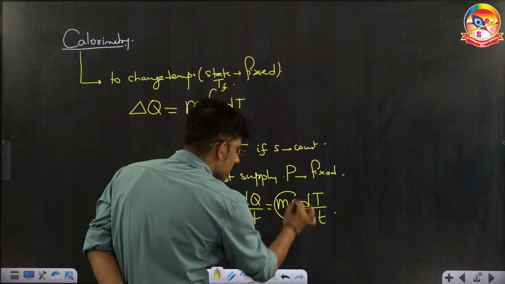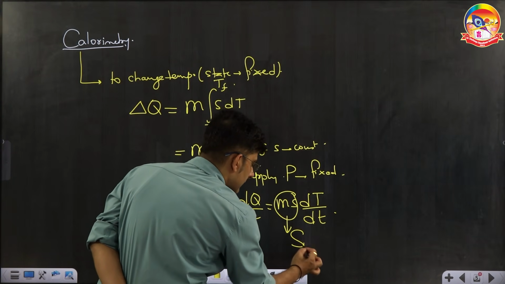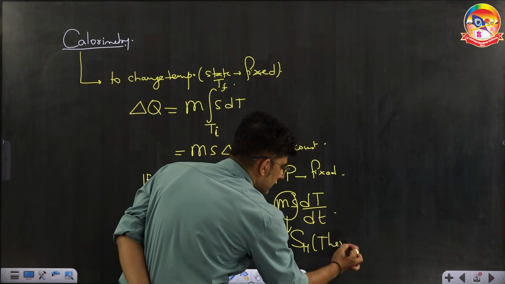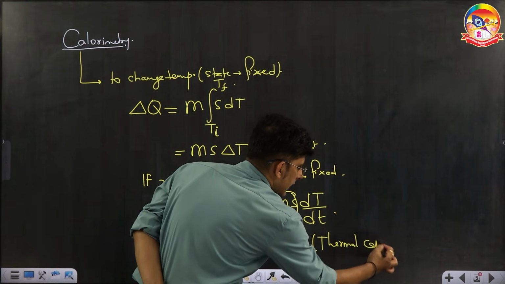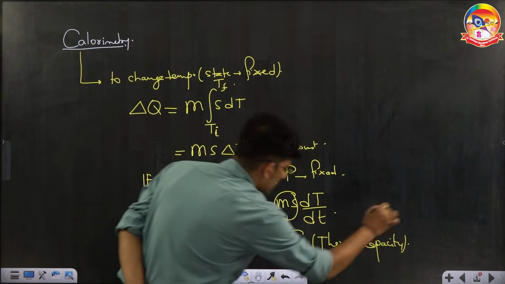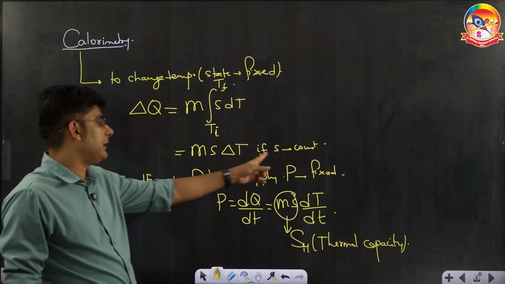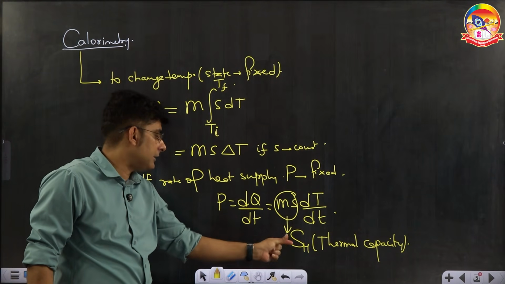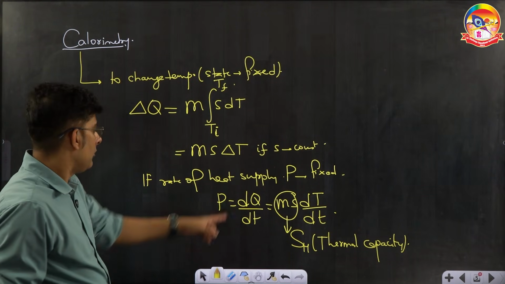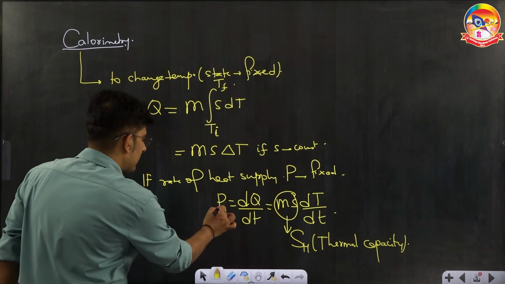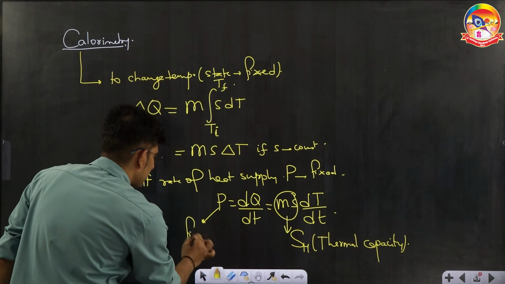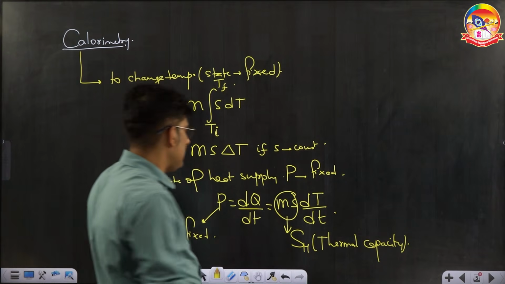Now this m into s, mass into specific heat, we also call it as SH, which is called as thermal capacity or heat capacity. Kindly be aware of these two terms, thermal capacity and specific heat capacity. Just s is specific heat capacity, ms is thermal capacity. So in this case, if P is constant, this is fixed.